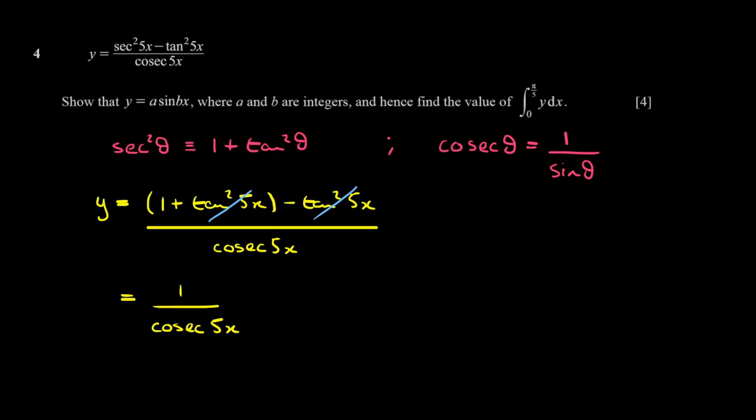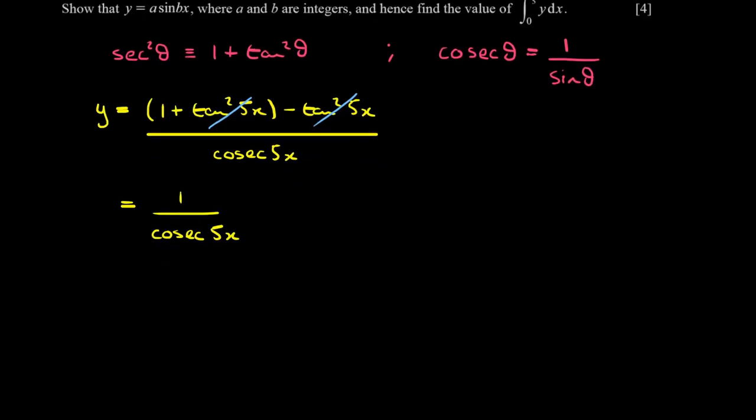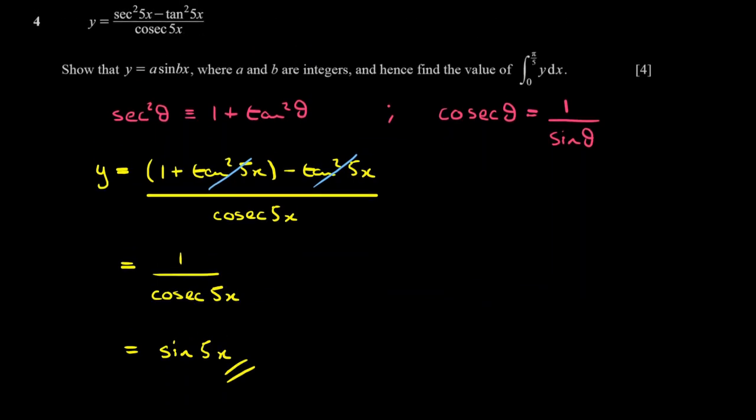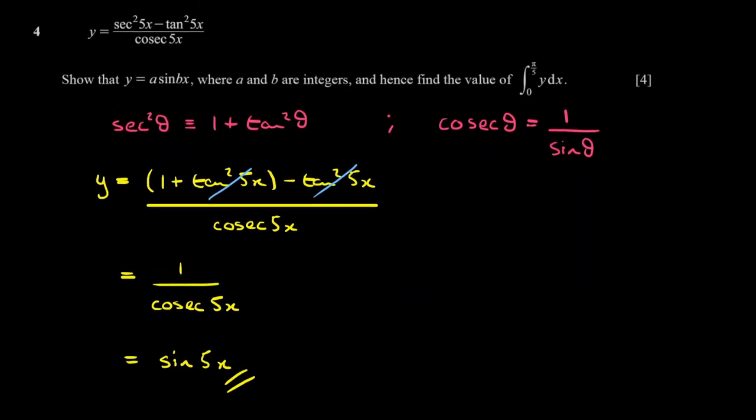So if cosec is 1 divided by sine, that means that 1 divided by cosec is equal to sine. So we can replace this 1 divided by cosec here with sine 5x. So we've already done the first part of our question. In this particular case, A is equal to 1 and B is equal to 5.